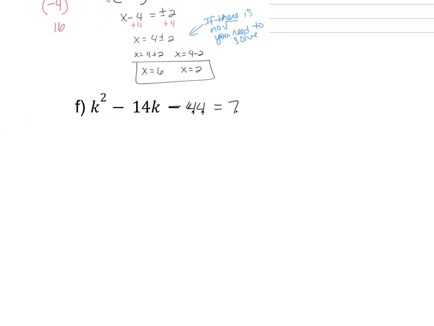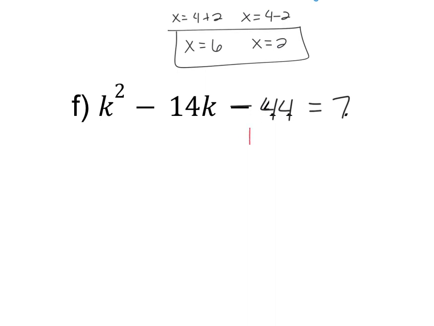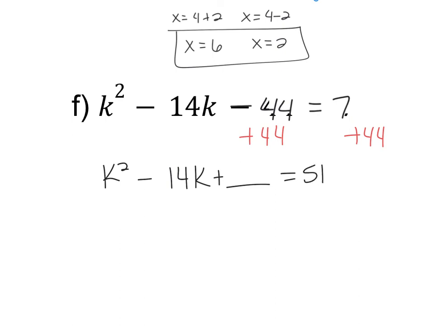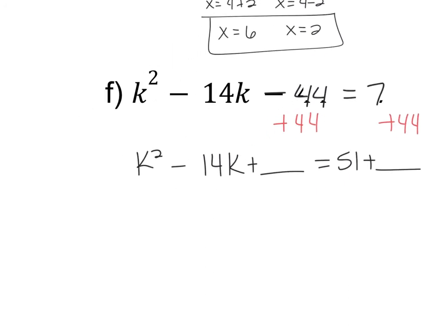Okay, last one. So let's go ahead and move that 44 over. So I have to add it. So I have k squared minus 14k plus blank equals, I think, 51. Oops, not 50, plus 51 plus blank. Okay, now let's go ahead and complete the square. So I have negative 14 divided by 2 squared, which would be negative 7 squared. So that would be positive 49.